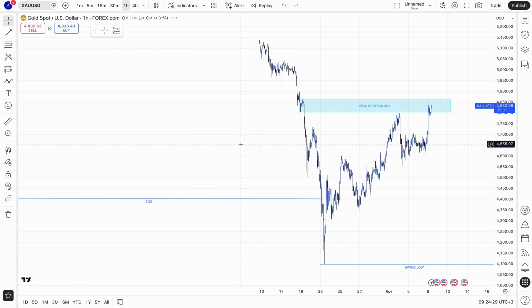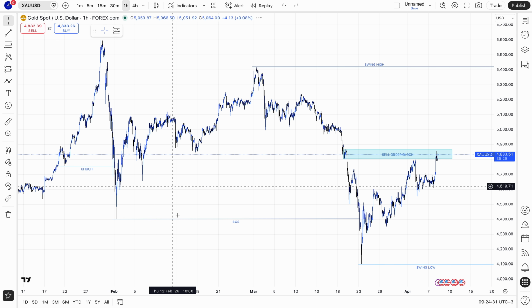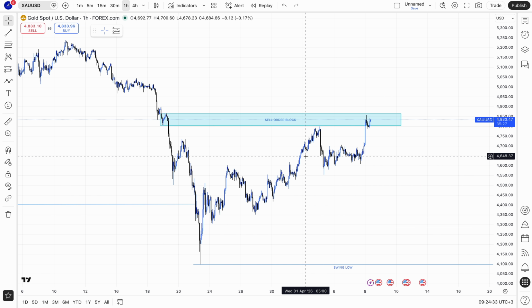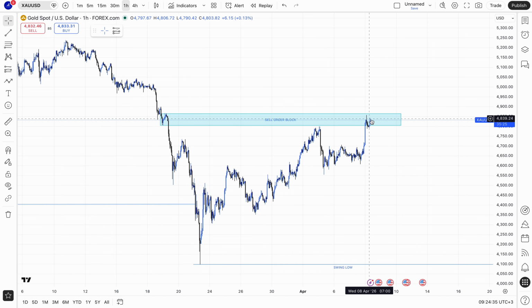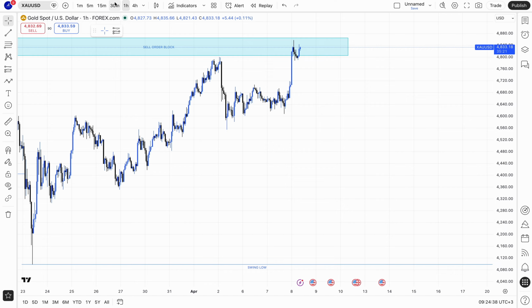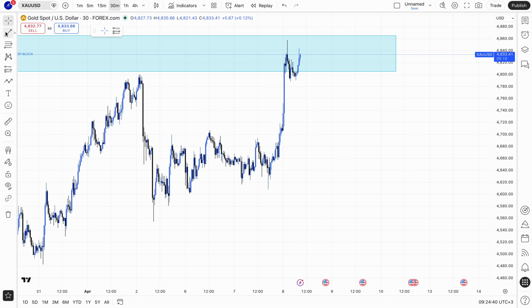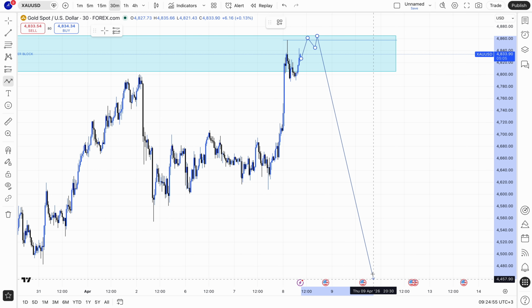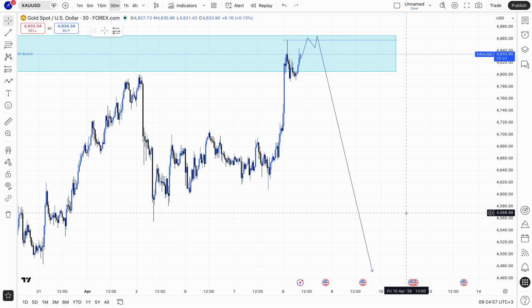everything is still intact. Had a change of character, then you had a break of structure. Now the price just came back to our sell order block. Now you're waiting for our final confirmation before we sell. But before we sell, we need to see the price taking out this liquidity, because we have plenty of liquidity to this side. We need to see this liquidity being taken out like this. Then we look for sell confirmation and continue selling to the downside.